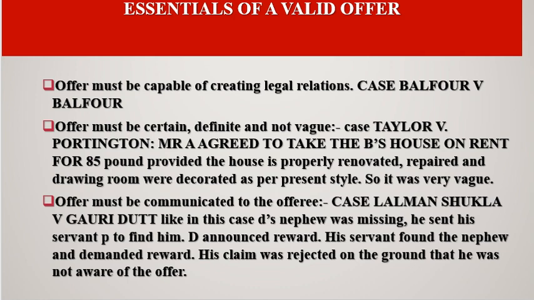The offer must be certain, the meaning of which is clear. It should not be ambiguous. Like A, who deals in many kinds of oil, variety of oils, I wanted to sell you 100 tons of oil. Here it is not clear which oil he wanted to sell it. So the offer should be certain, definite, and not vague. In the case of Taylor versus Portington, Mr. A agreed to take the B's house on a rent for £85 provided the house is properly renovated, repaired, and drawing rooms were decorated as per present style. So it is very vague. So it is not an offer.